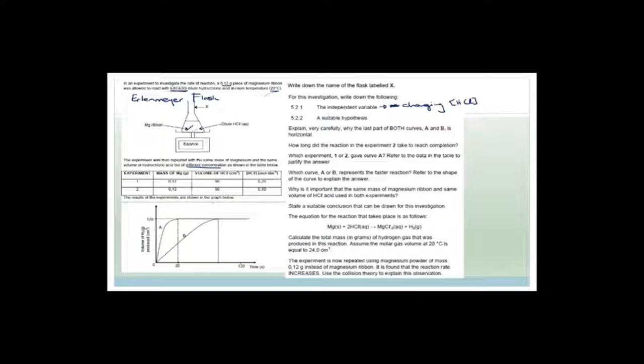Okay, now it says explain very carefully why the last part of both curves A and B is horizontal. I don't know why they say very carefully, because the last part is horizontal because the reactions have run to completion. The magnesium ribbon has been all used up. It's been changed into magnesium chloride, well, it's been dissolved, and there's been hydrogen gas given off, but that's beside the point. The point is that the reason there are horizontal parts for both curves A and B is because the reactions have run to completion.